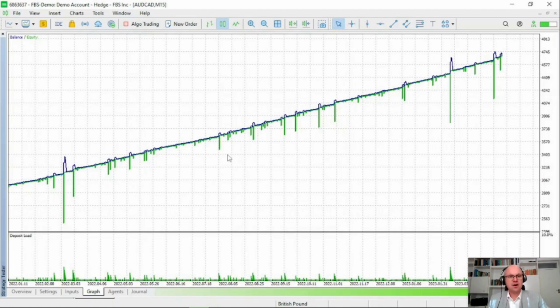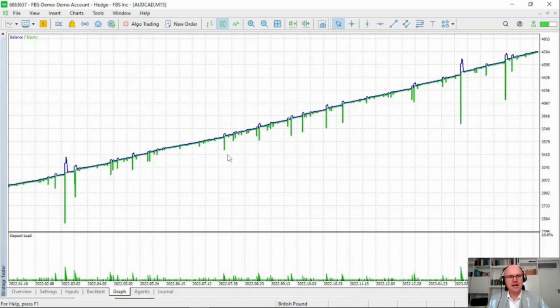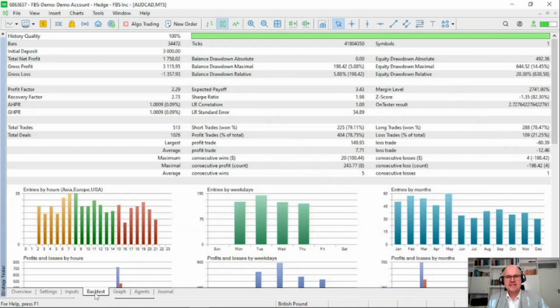So for this example, the stop loss was set at 1,000. However, during the period of testing, it didn't reach that specific amount once. So let's take a look at the results quickly. What we'll see is our initial deposit of 3,000 made a total net profit of 1,758 with an equity drawdown of 644.52 cents, with a nice healthy profit factor above 2 and a high win rate of 78%.